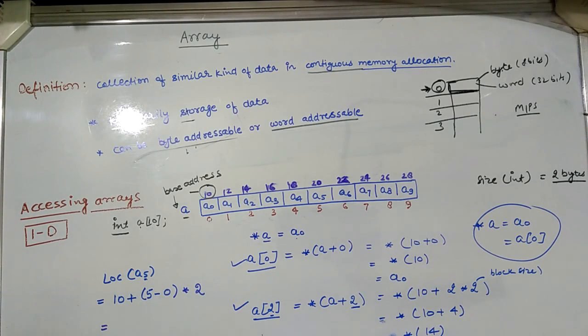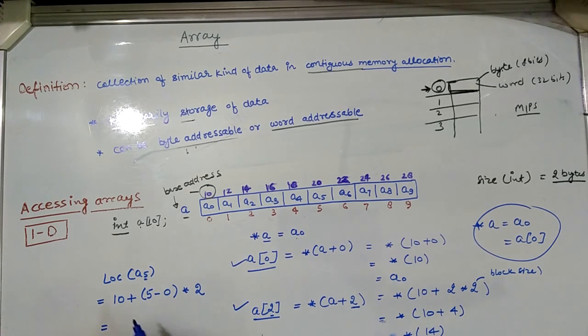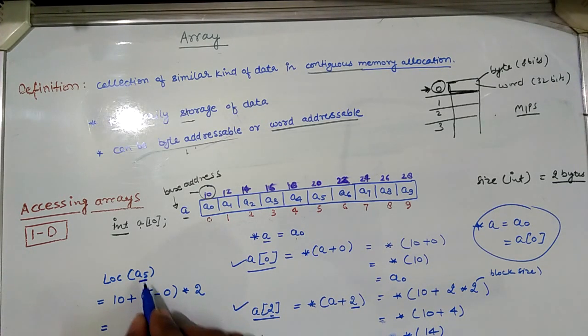Obviously, because location of A5 means how many elements are before this element. How can we figure out this? This can be figured out by the index of this element minus the first index. So here is the index of this current element minus first index, into 2. So this is 10 plus whatever the index is. Index is 5 minus 0, 5, and it is 10, and the address is 20. This is the achieved address of the element which is at index 5.